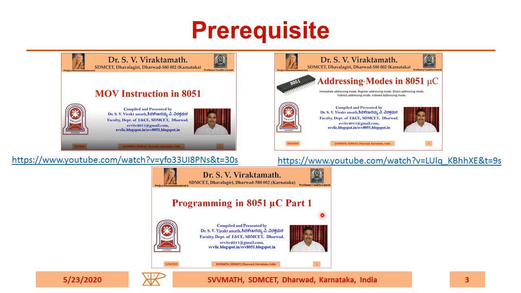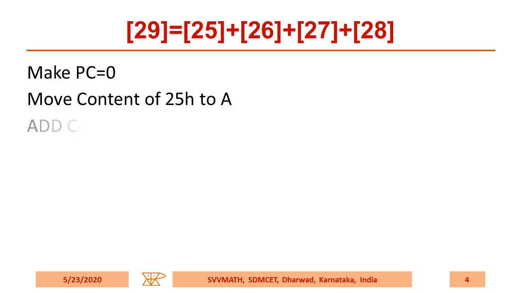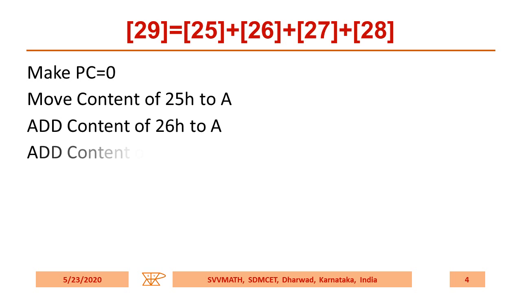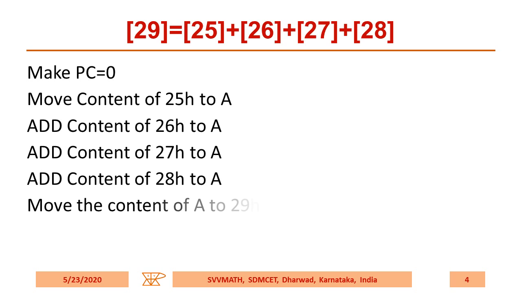Prerequisite: these three videos, if you have seen them, it is well and good. Make PC equal to 0, move the content of 25 to the A, add the content of 26 to the A, add the content of 27 to the A, similarly add the content of 28 to the A, and move the content of A to the 29 location.